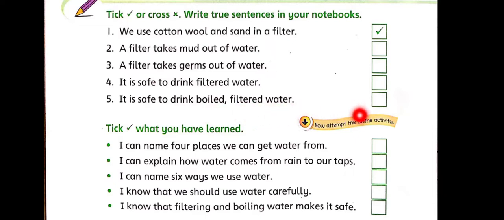This is the safest water to use for human health: the water should be filtered and it should be boiled also. By filtering it, we can take out all the mud from the water, and by boiling it, we can take out the germs from the water, or we can kill them. So this one is the correct one.